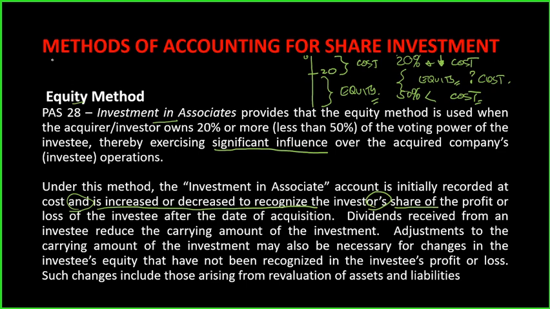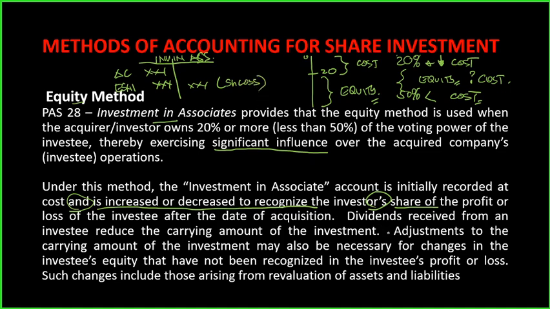So, if we try to apply that, if this is your T account and that's your investment in associates, you have here your acquisition cost, and then it will be increased or decreased to recognize the investor's share in the profit or loss. Share in the profit or loss, in other books, is called the equity in subsidiary net income, or the parent share in subsidiary net income. And that is if there is net income. If there is loss, dito naman natin ipopost yung loss. Okay, share in the loss.